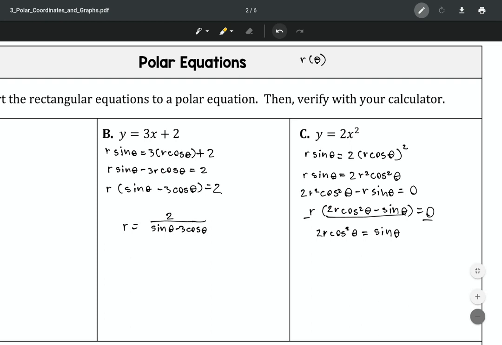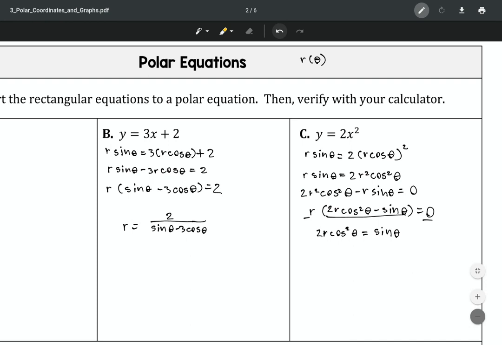And I know some of you are thinking, well, why didn't you divide by r? Normally, I don't like to divide by r because that is a legitimate solution. So I don't like to just divide by r and get rid of it in this case. But you could have. It wouldn't have affected this problem at all. Okay, so now, again, I'm trying to get r by itself.